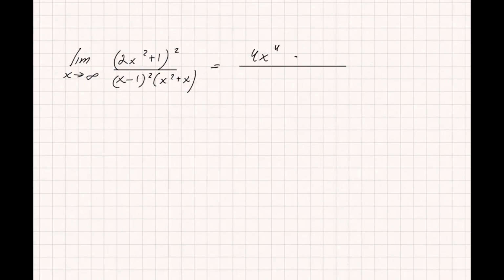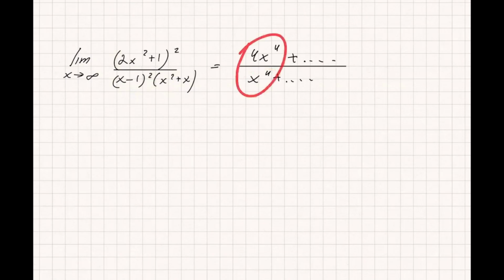In the denominator, we have x, but it's squared, so that's going to be x squared. And the other factor also has this x squared. So when you do the foiling after you apply this square, you'll have times another x squared. So the denominator in this case also has the leading term of x to the fourth power plus something else.